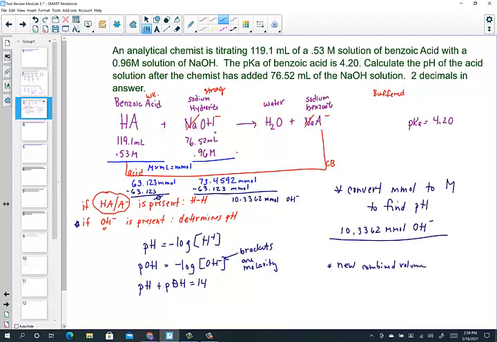I don't have just 76.52 mils of the base anymore. I have, moment of dyslexia, sorry, 76.52 plus the 119.1 mil of the combined volume. See what I'm doing? Millimole over combined volume in milliliters will find for me the new molarity.